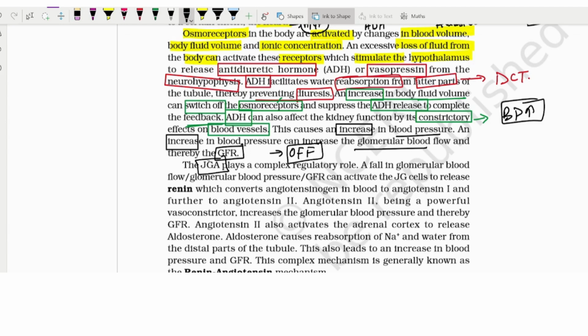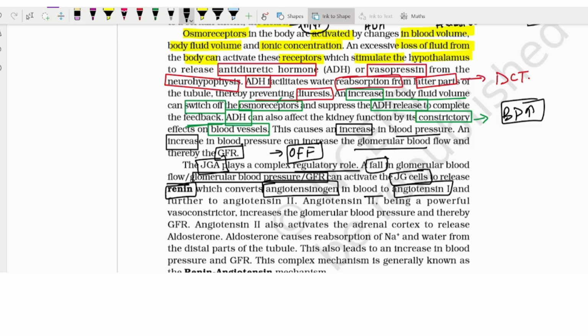Then the next part, the JGA plays a very important role in this. A fall in the GFR, another name they have given, it may be glomerular blood flow, it may be glomerular blood pressure, or it may be in case of the GFR itself, it will activate the JG cells to release the renin. Spelling is important. It will convert the angiotensinogen. From where was angiotensinogen coming? From the liver in the blood into the angiotensin I.